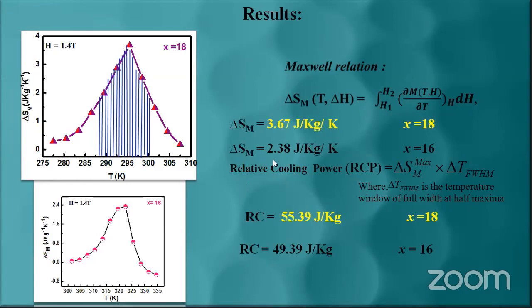So for application purposes, relative cooling power is an important parameter. It is basically the amount of heat that can be transferred between the cold and hot reservoir in one thermodynamic cycle. Relative cooling power is numerically obtained by simply multiplying the peak value of the ΔSm with the temperature window of full width at half maximum. And we got a very high result for the 18 sample, around 55.39 joule per kg, and also for the 16 sample, 49.39 joule per kg.